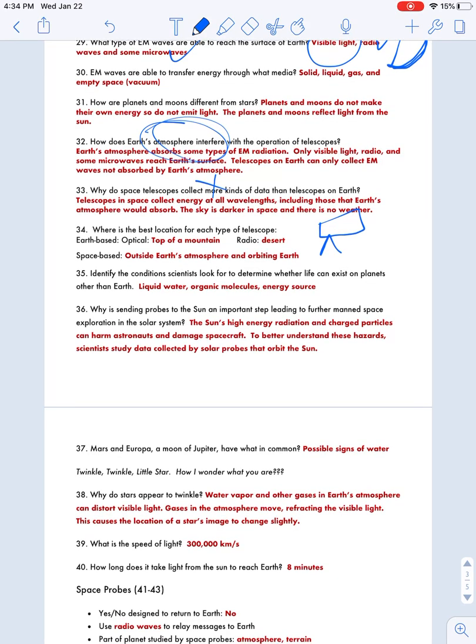Mars and Europa, which is a moon of Jupiter, have what in common? That would be possible signs of water.